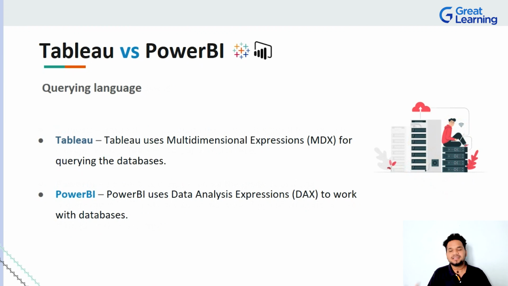The next thing, and this is where again there is a slight difference between Tableau and Power BI. A querying language is basically what you use to talk to the databases, to talk to the data points. It's almost like asking a question to the database and getting an answer. That's why it's called a query, right? Tableau uses something called MDX, or multidimensional expressions, to query the databases. Power BI uses something called DAX, or data analysis expressions.